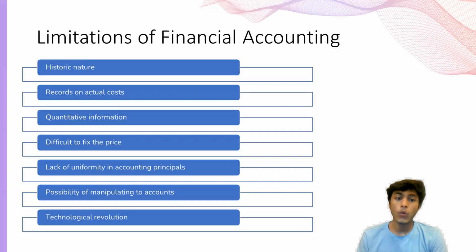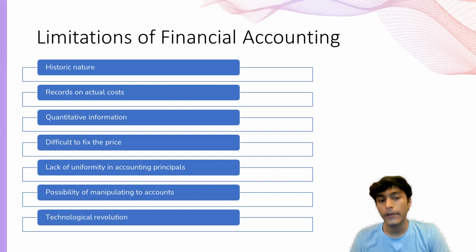The third one is the quantitative information. We would definitely record all the quantitative information, but we would not be able to record all the qualitative information in terms of the brand value and in terms of creating value for the customer. So these are all the qualitative information. So this is a kind of limitation for financial accounting.